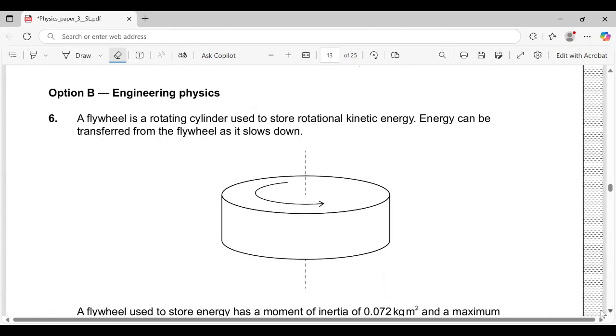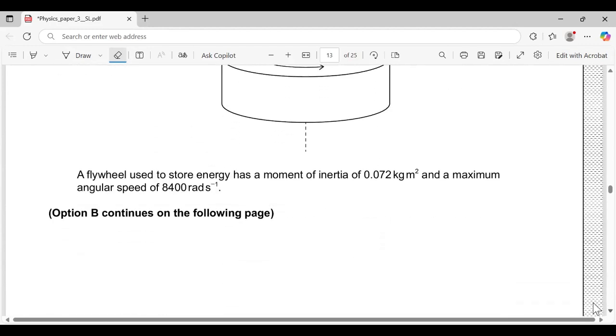Number 6. A flywheel is a rotating cylinder used to store rotational kinetic energy. Energy can be transferred from the flywheel as it slows down. This is a diagram. A flywheel used to store energy has a moment of inertia of 0.072 kg m squared and a maximum angular speed omega of 8,400 radians per second. Question.